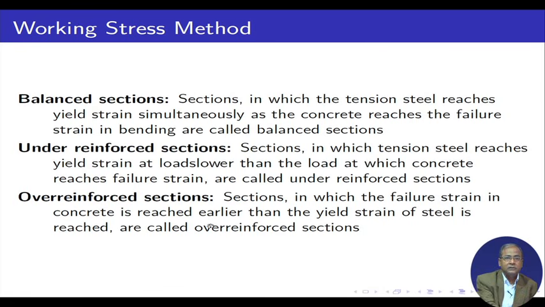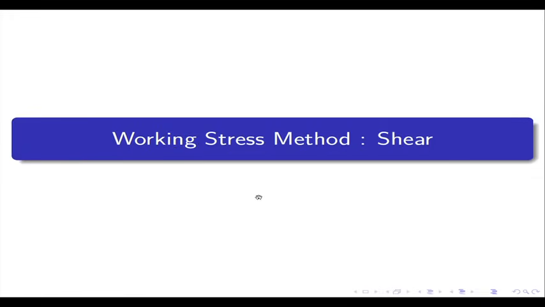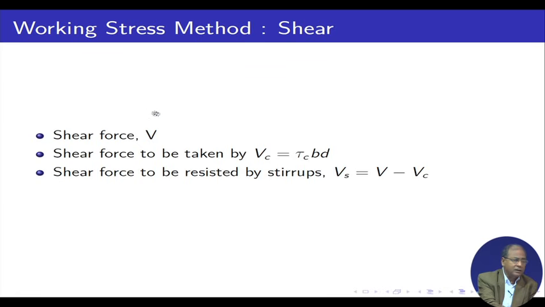So, these are the things I have already discussed. Now, coming to the shear, just to give you an idea, we have shear force V, then Vc, which means tau c B d, which will be taken by the concrete itself, along with aggregate lock and other things. The remaining shear force is to be resisted by stirrups.